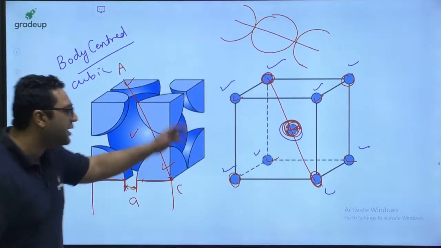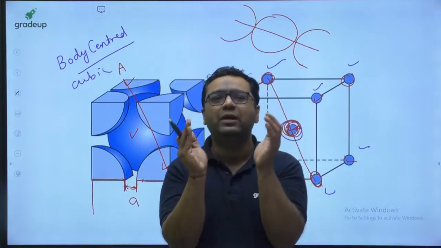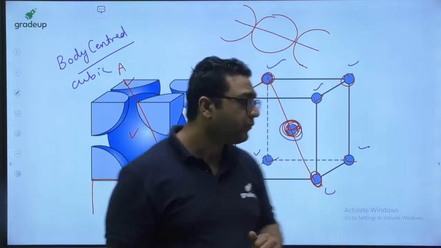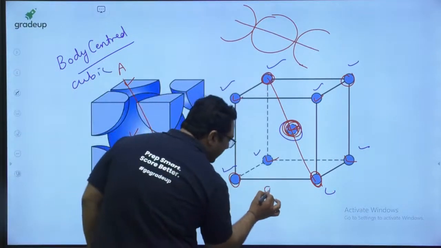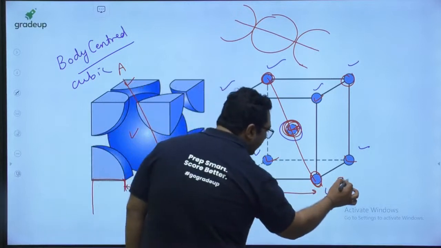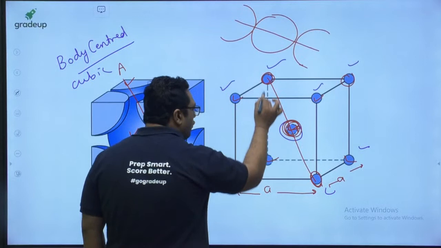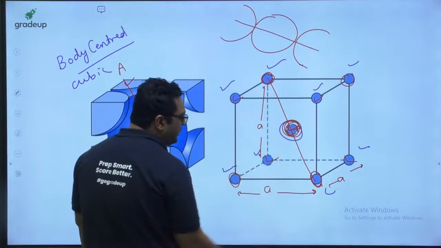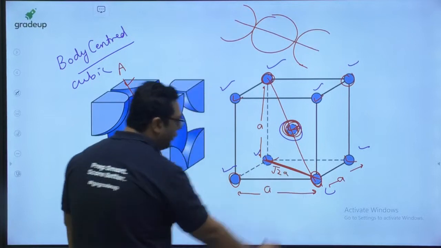So my dear, this is how the atoms will be in contact, because the body center atom will be in contact with all other atoms. If this side is A, in cubic A, B, C are same, this side will also be A, this side will also be A. So if all of them are equal, it is very much obvious that this will be root 2A by Pythagoras.